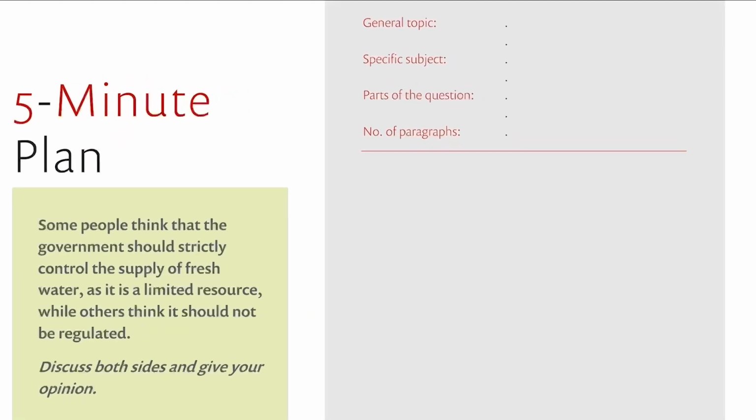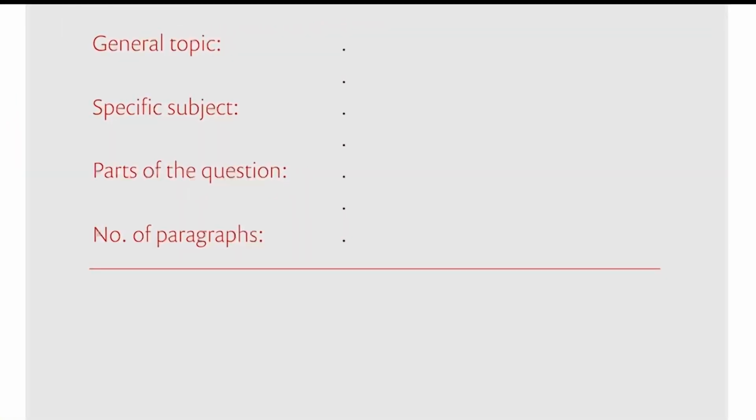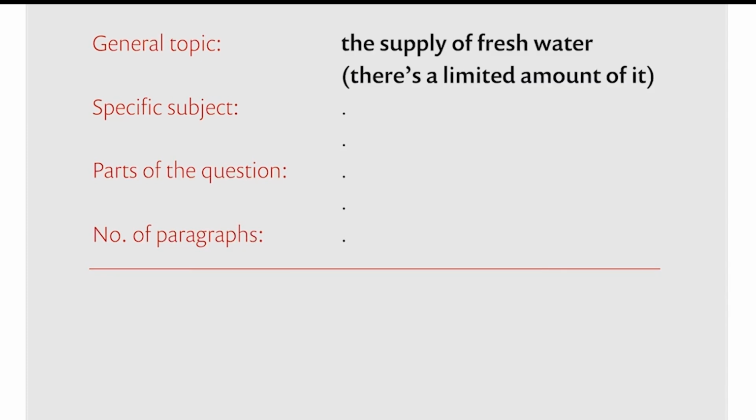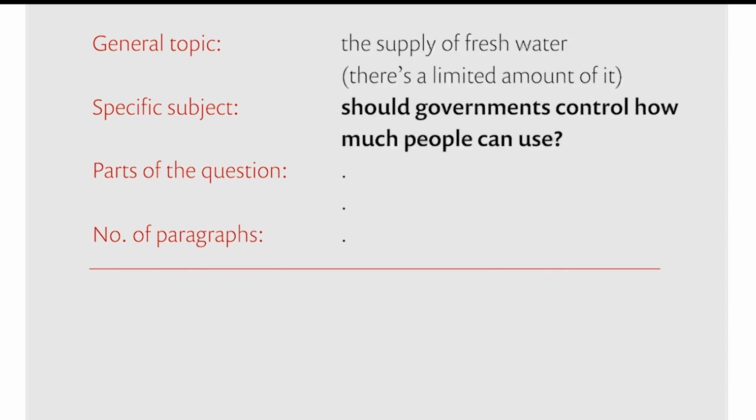The start of my planning template looks like this. Let's fill it in for our question. The general topic will be found in the first sentence of the question. In this case, it is about the supply of fresh water because there's a limited amount of it. Okay, now for the specific subject. This question asks, should governments control how much of it people can use?